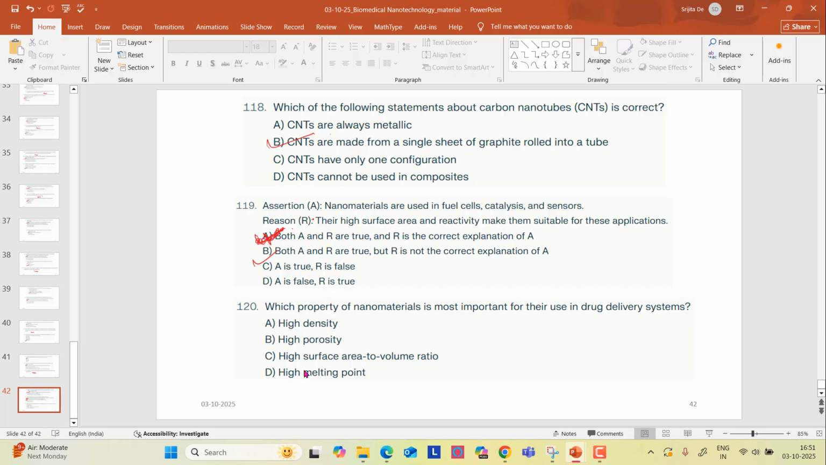Next, which property of nanomaterials is most important for their use in drug delivery systems? This is the high surface to volume ratio.